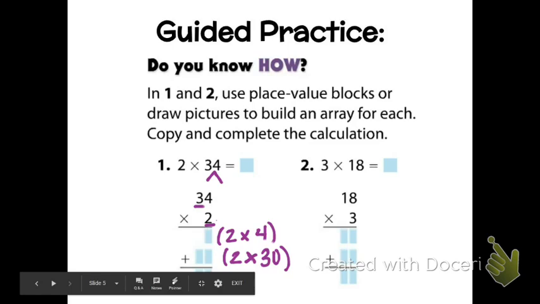Now, 2 times 4 gives me 8. 2 times 3 gives me 6, but it's not just a 3, it's a 30. So I have to put my 0 on the end. With partial products, we said that we always add our partial products together. In your journal, finish this problem to add, and then go on and complete number 2.